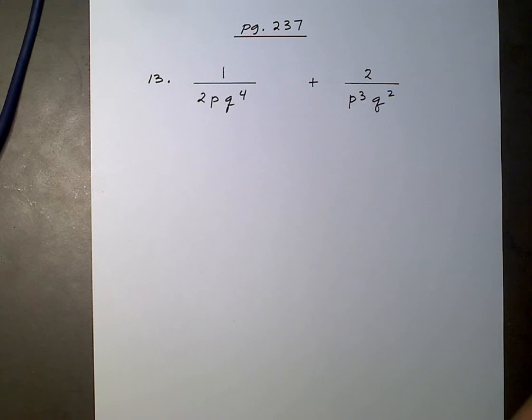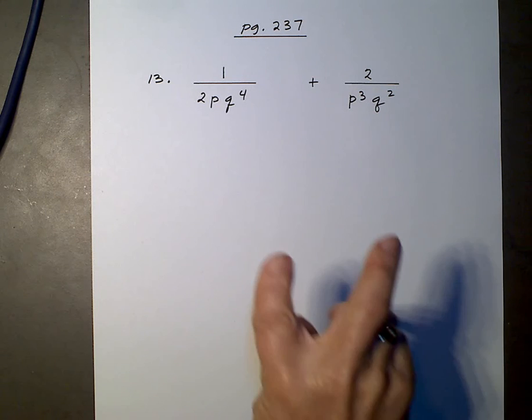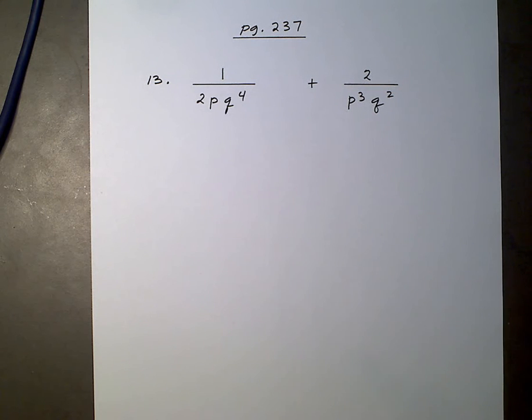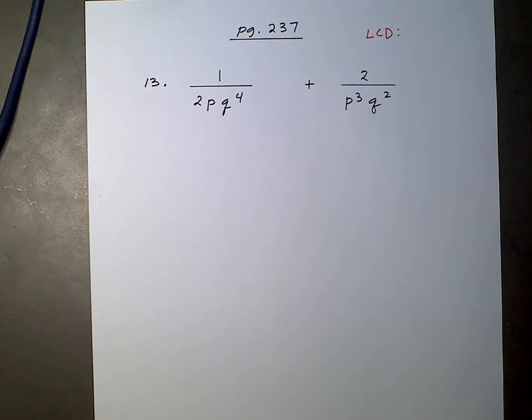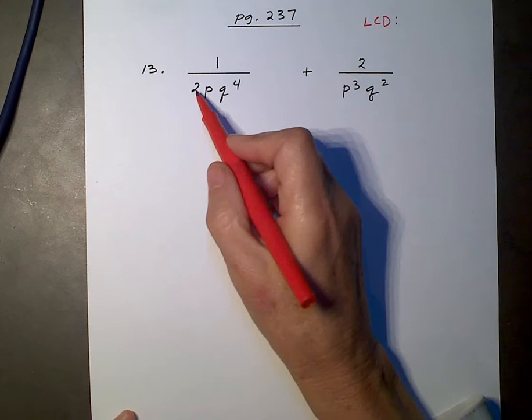Okay, this is number 13 on page 237, and I've got two fractions to add, and I can only add them if they're written over a common denominator. So in trying to find the lowest common denominator, this is a pretty easy one. I just look at, there's only one coefficient, one number, so I've got to pick up the 2.